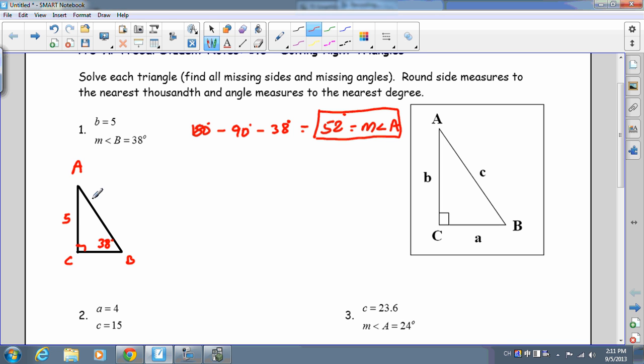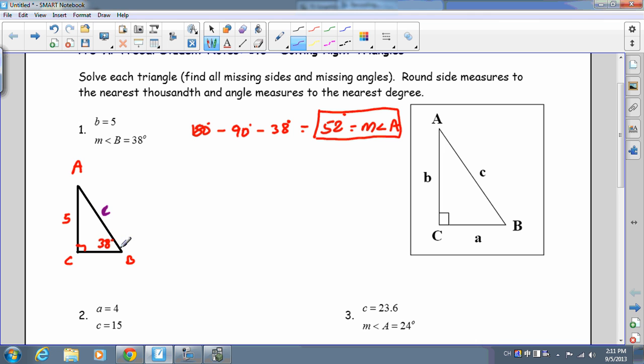I suggest that you don't use this angle to find any of the sides because if you do and you get this angle wrong, that will affect your whole problem. So let's go ahead and now find lowercase c.